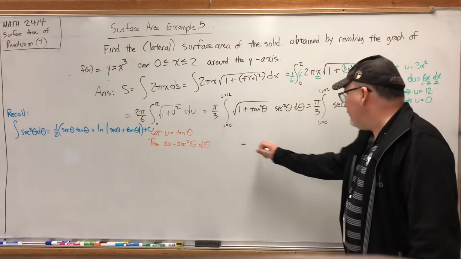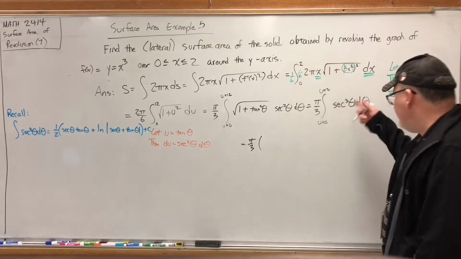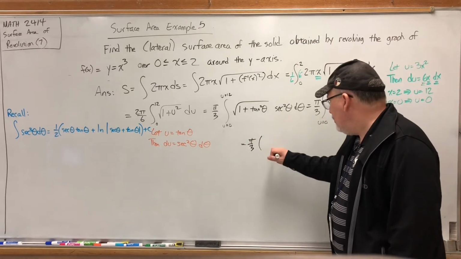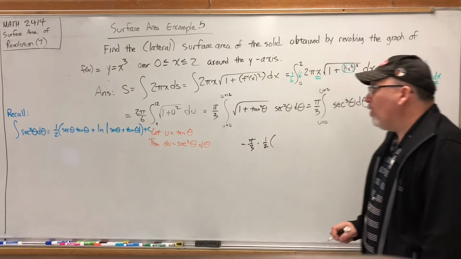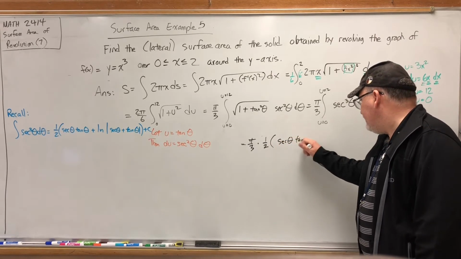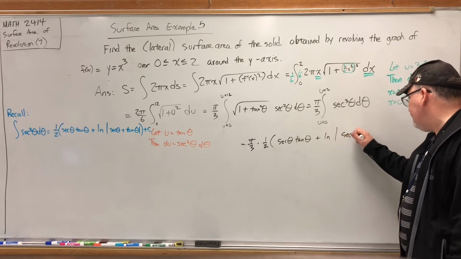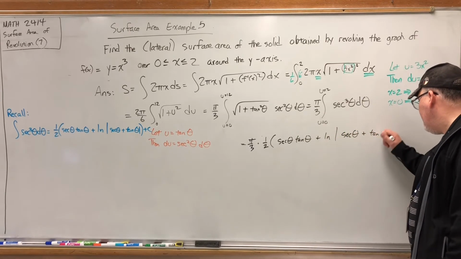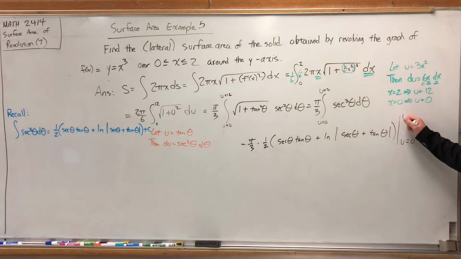Now we have pi over 3 times the antiderivative of secant cubed, which is 1/2 times secant theta tangent theta plus the natural log of the absolute value of secant theta plus tangent theta. And this is being evaluated from u equals 0 to u equals 12. All right, so now we've got to get the u's back.